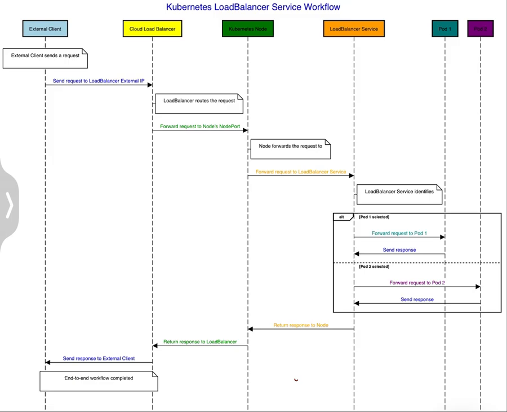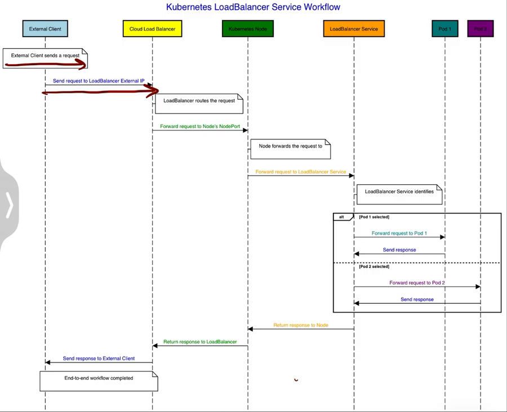Step-by-step workflow. 1. External client sends request. The external client sends a request to the load balancer's external IP. This IP is assigned by the cloud provider, e.g. AWS, GCP, Azure, and acts as the entry point for all external traffic directed to the Kubernetes application.